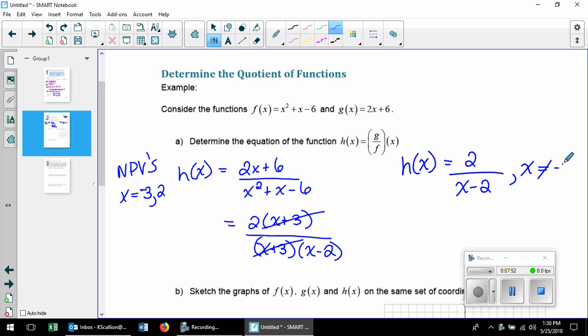X cannot equal a negative 3 or a positive 2. Can you cancel those 2's? No. Don't do that.